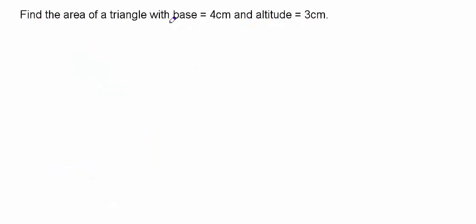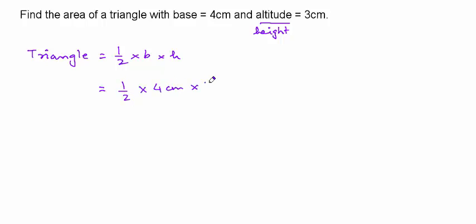Find the area of a triangle with base 4 centimeters and altitude, meaning the height, of 3 centimeters. We know that the formula for the area of a triangle is 1/2 times the base times the height. If we plug in the numbers, 1/2 times 4 centimeters times 3 centimeters, and if you cross off the 2 with the 4, that's a good habit to develop. Cross off common factors before you multiply. So the area is 2 times 3, which is 6 square centimeters.